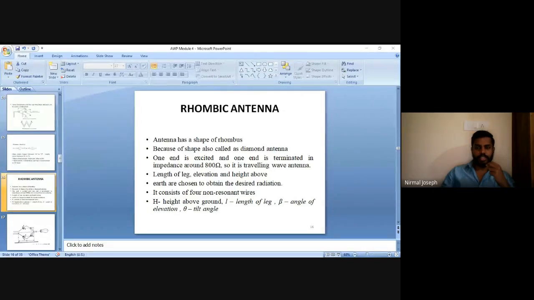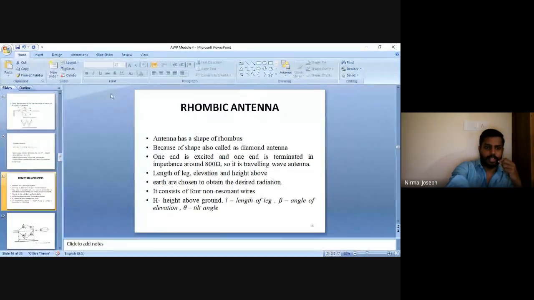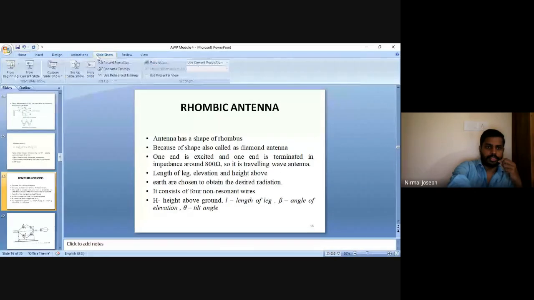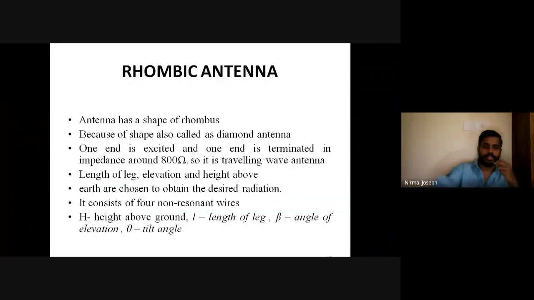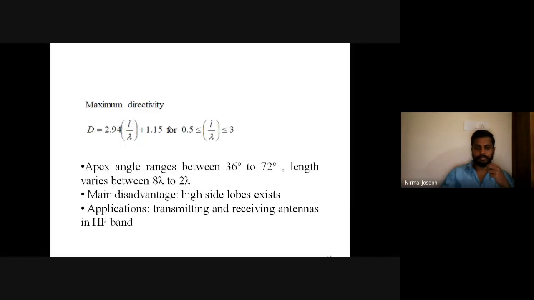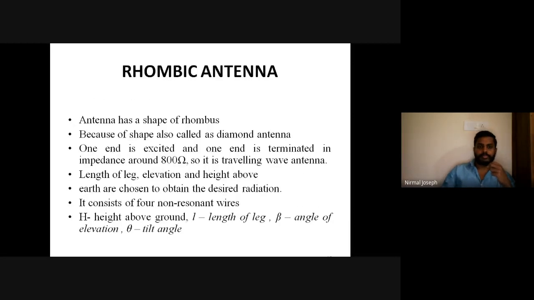Then we saw the V antenna. These were the topics we discussed yesterday. Now today we will move on to other classifications of antennas, and the main one is the rhombic antenna. This rhombic antenna has the shape of a rhombus, hence the name.